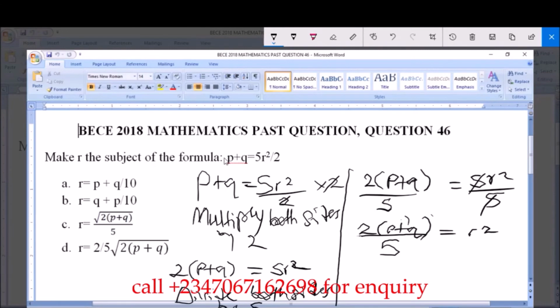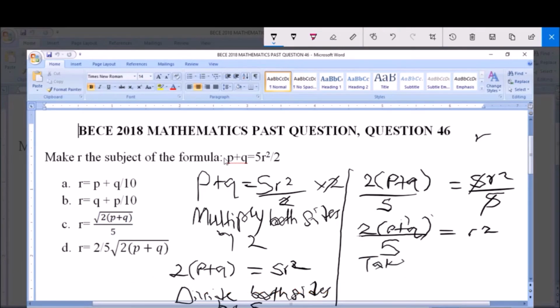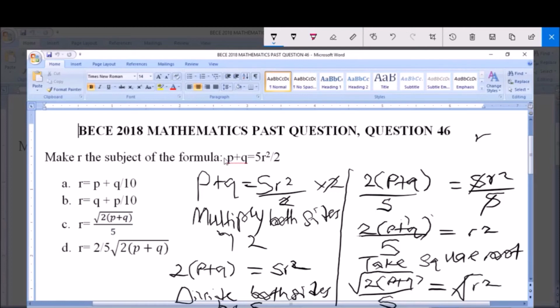Now you have R squared, but what we need is R, not R squared. So to get R, we take the square root of both sides. And so therefore you have that the square root of 2 into P plus Q all over 5 is equal to the square root of R squared. Now this square root cancels this square, giving you R. So therefore R is equal to the square root of 2 into P plus Q, close brackets, all over 5. This is the answer.